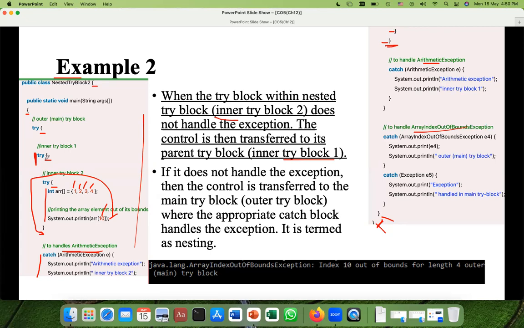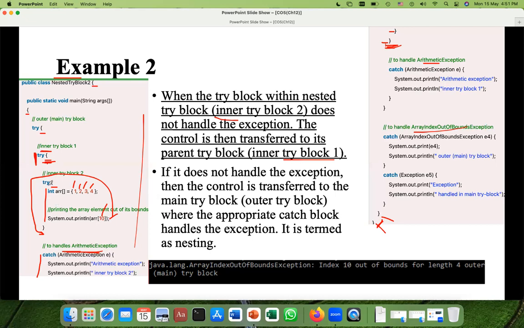And the exception is still occurring. We have passed through this try block and catch block, but the exception is still not handled. It is still in the memory. So then what? This is the end of this try block. Now your exception is still occurring in try block number 2. This try block starts from here and ends here.